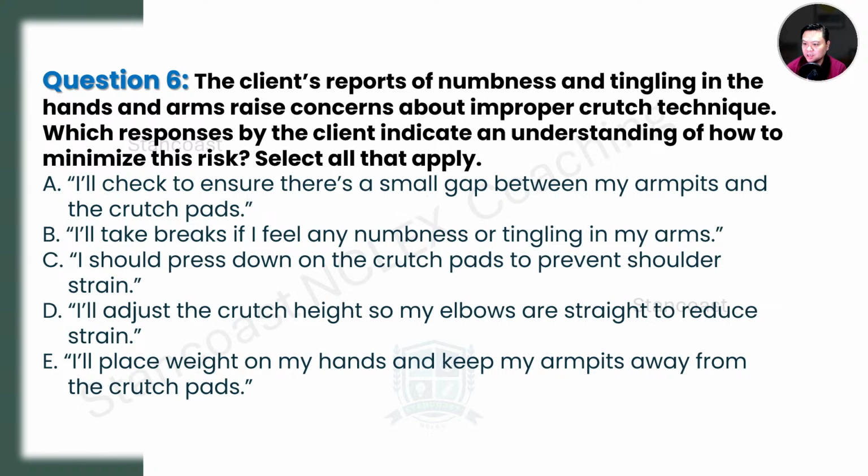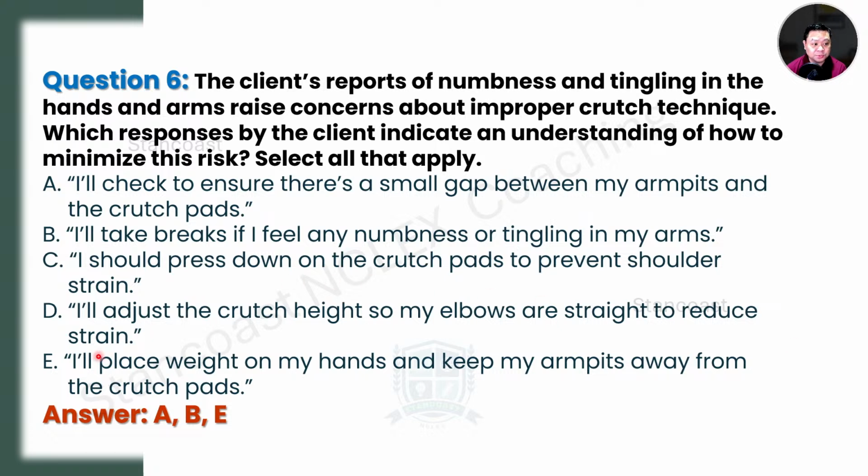Which of these options should be your answer? You should select the following options, letters A, B, and E. Letter A can ensure that there's a small gap between the armpits, and it will reduce the pressure on the brachial plexus. And if you selected letter B, I'll take breaks if I feel any numbness or tingling in my arms. This is to relieve the pressure on the nerves.